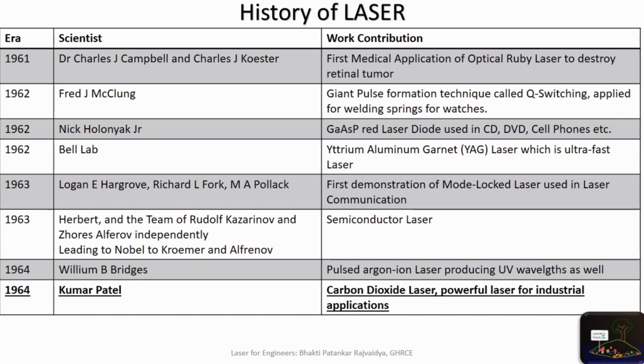Logan Hargrove and co-workers demonstrated the mode lock technique used in laser communication. Herbert and others developed the semiconductor laser, which was again a Nobel Prize-winning invention. William Bridges developed the pulsed argon ion laser, which gives UV wavelengths. Kumar Patel from India developed the powerful CO2 laser, used in industrial applications. This all happened from 1960 to 1964 only.